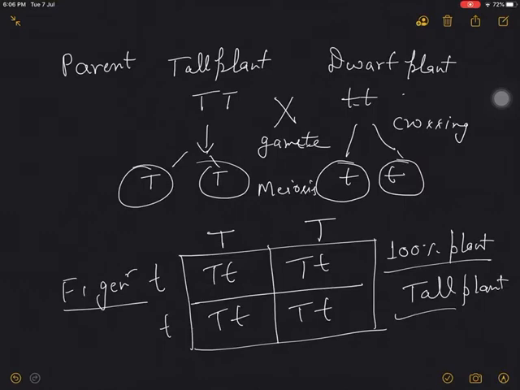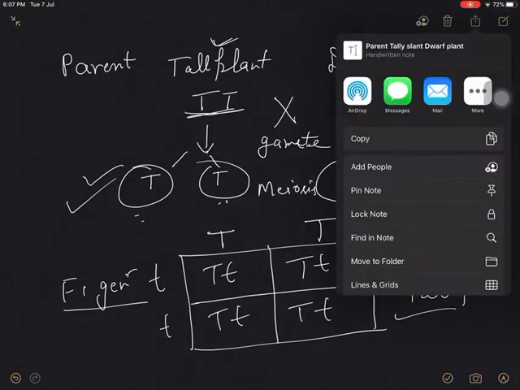Second, he explained that at the time of formation of gamete, the genes that are found in pair separate from each other, that is responsible for the parental character, and when crossing takes place at the time of union of the gamete, the gamete genotype carries only one gene. So this is known as law of segregation.